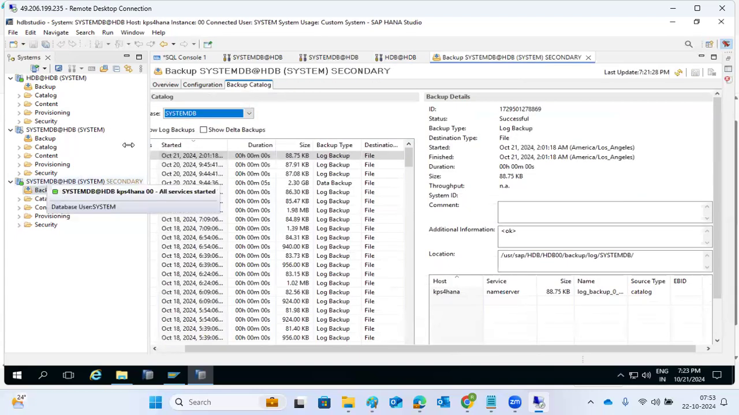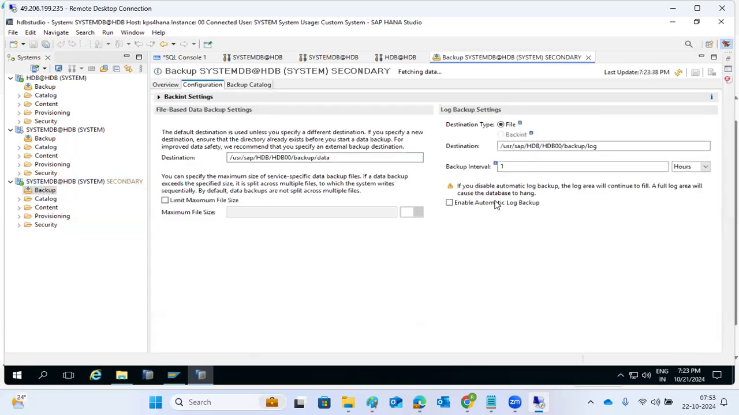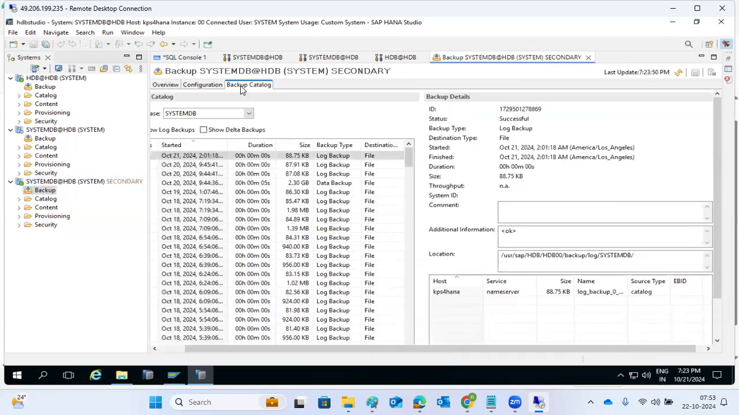First of all, check whether any log backups are scheduled or done. Here you can see if we have disabled the log backup. If you schedule it, it will run; if you disable it, it won't run. If it is not running, then your log volume will become 100% full in one day.